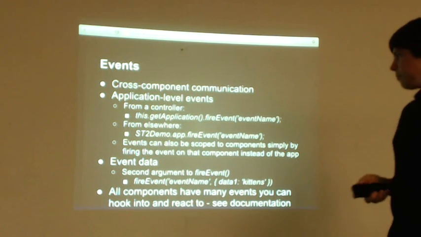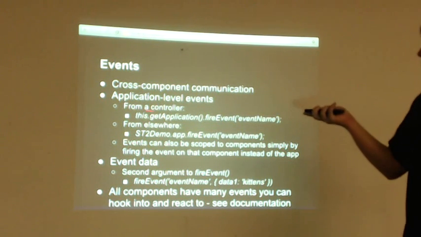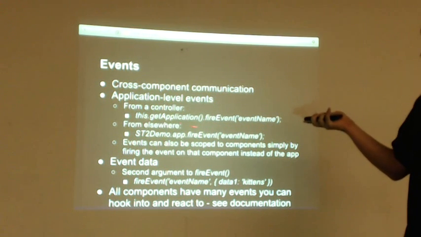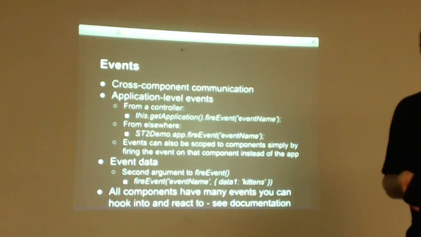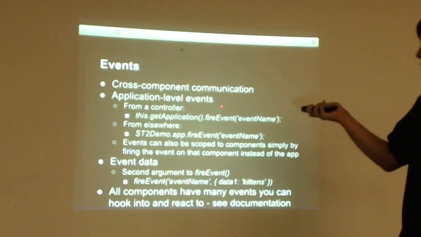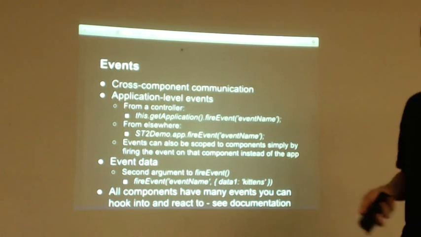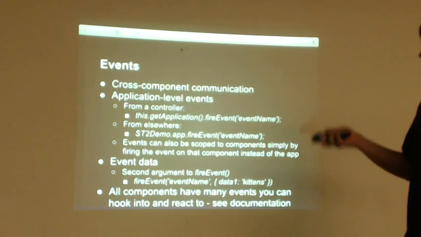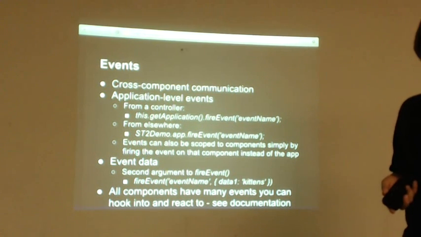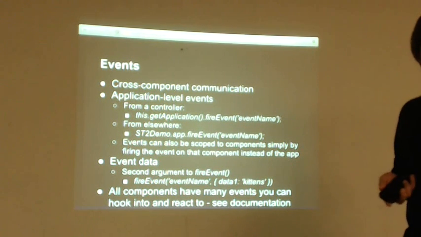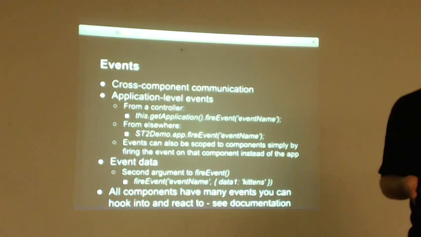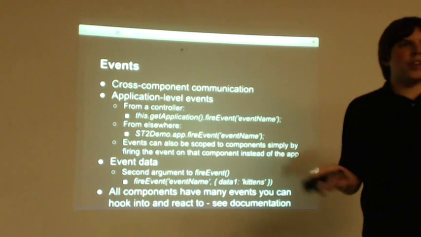So from a controller, controllers have a nice convenience method called getApplication, which will get a reference to your application. Then you call the fireEvent method on it. With fireEvent, there are two arguments at minimum. Well, there's one argument minimum. There's, I think, 4 or 5. You only really have to care about 2. The first argument is the event name, so obviously that's whatever you want to call the event.